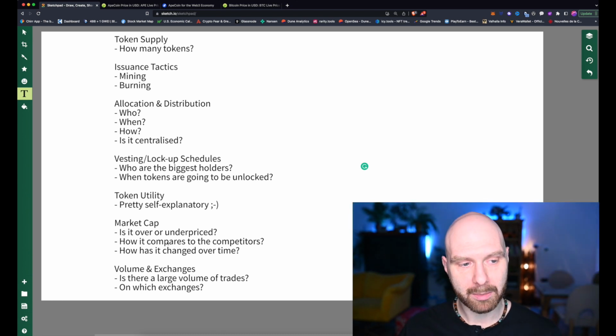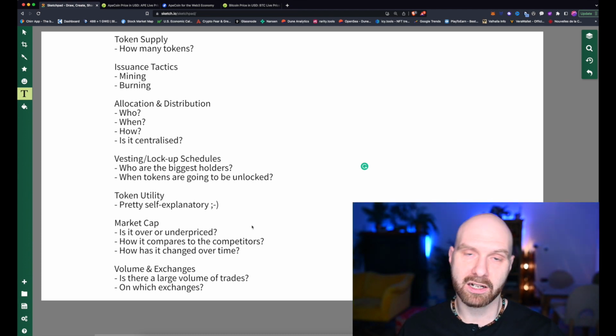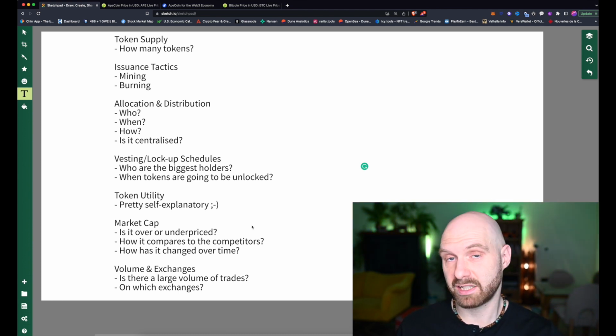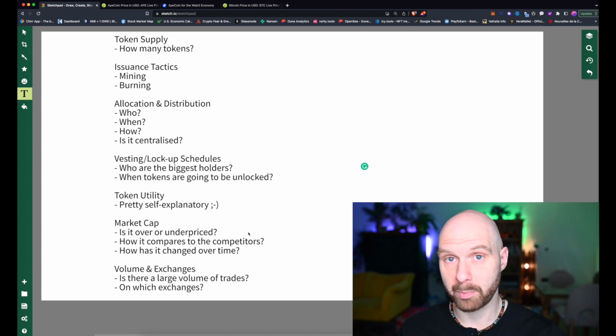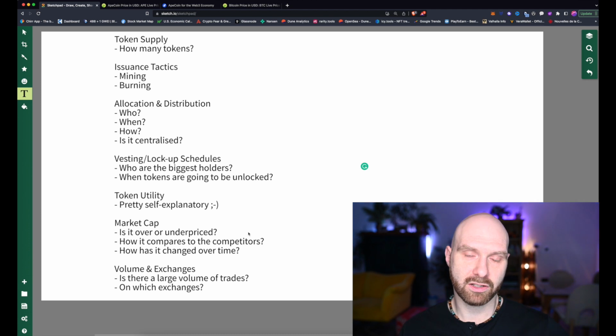Then we have market cap. That's something that you're probably already well familiar with, but it's always important to analyze the market cap. Is it currently over or underpriced, or does the price seem to be fair? How does it compare to other similar tokens, so to its competition? How has it changed over time? If it went down a lot, is it now a good moment to invest in that particular token?